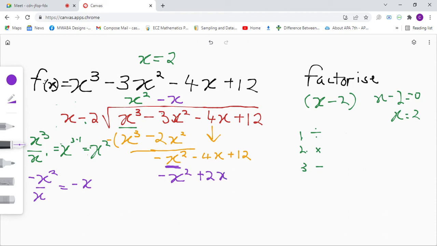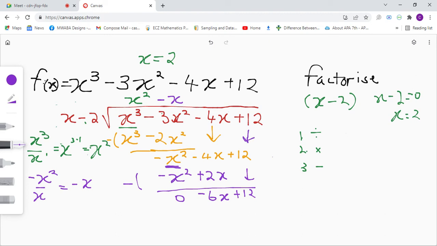So we've multiplied, we've got step 3, we subtract. So negative x squared minus negative x squared, we're going to get 0. Then negative 4 minus 2 is going to give us negative 6x. We have negative 6x here, right? 12 minus 0, that is 12. So bring down our 12.